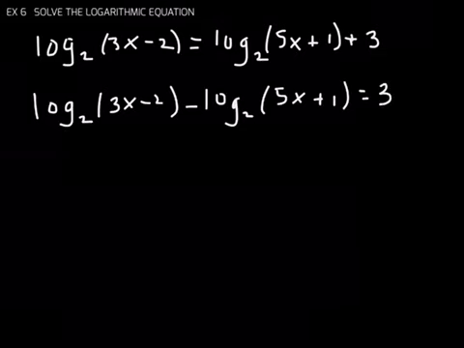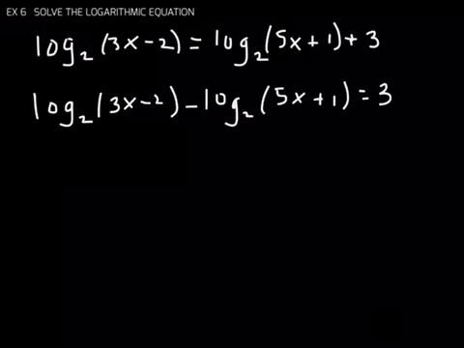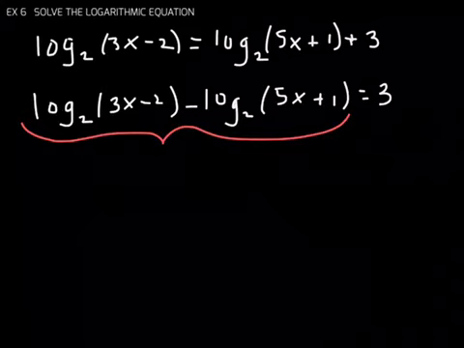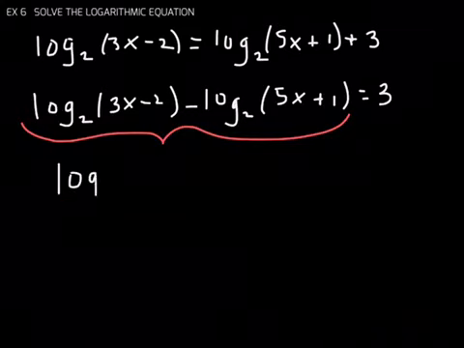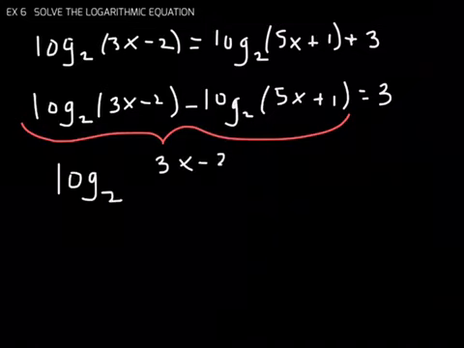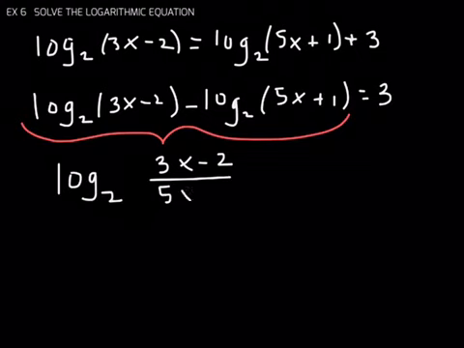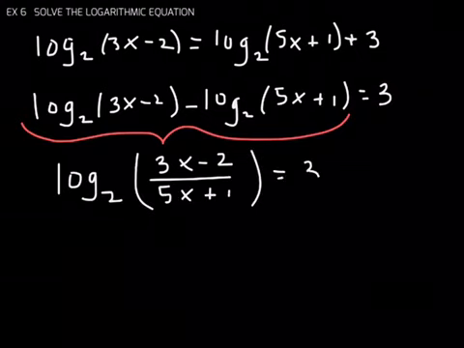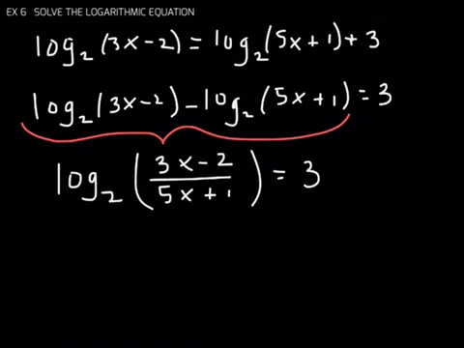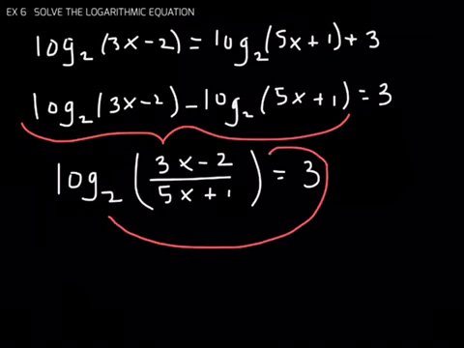Okay? Now, what do you think we should do? Do you see that you have a difference of two logarithms here? And by the quotient rule, we can write this as one log. So log base 2 of 3x minus 2 over 5x plus 1 is equal to 3. And then at this point, because you have one logarithm equal to a constant, you can use strategy 2. 2 raised to the power of 3 gives me my argument.